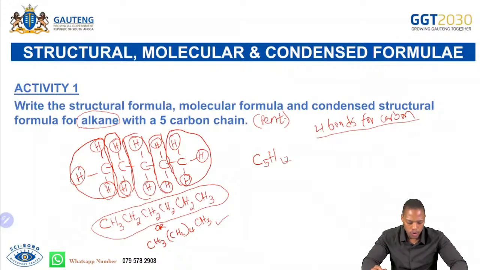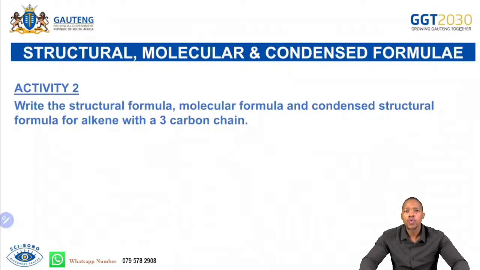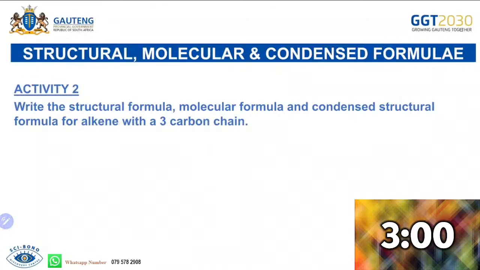Now grade 12, this one I want you to try yourself. I am going to give you 3 minutes and then you are going to draw a structural formula. You are going to write a molecular formula, and you are going to try and do a condensed structural formula for an alkene with 3 carbons. Your 3 minutes starts now.